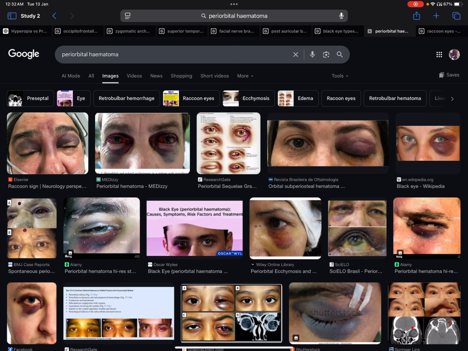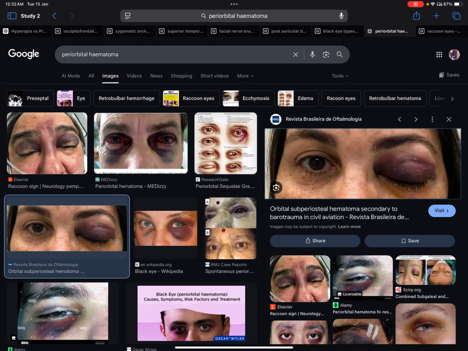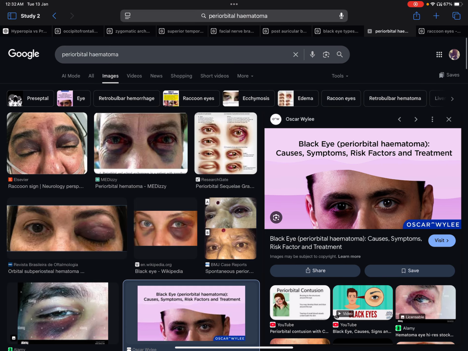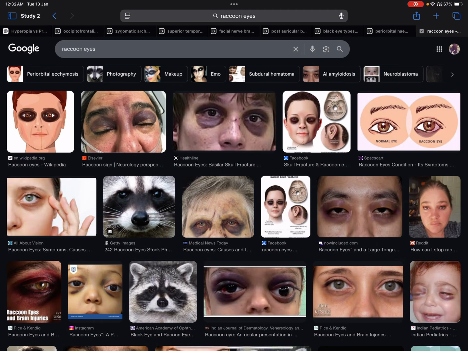Usually, in most cases, periorbital hematoma is in just a single eye, because if someone hits, they're probably hitting just one eye. There's a chance they can hit both eyes as well, but usually that's one way to differentiate. In raccoon eye, it happens in both eyes, and also it has no posterior limit.